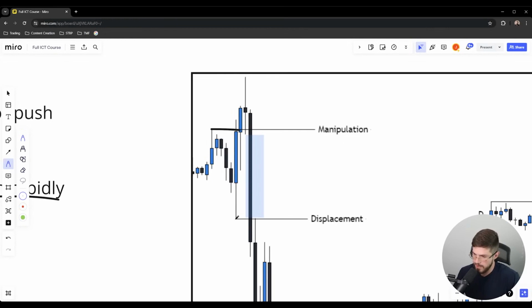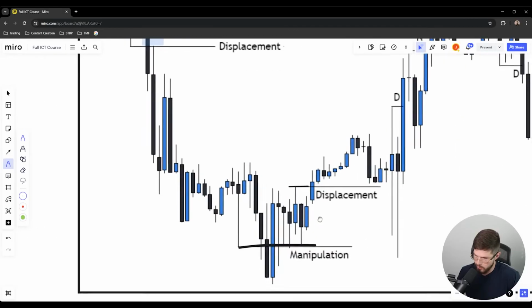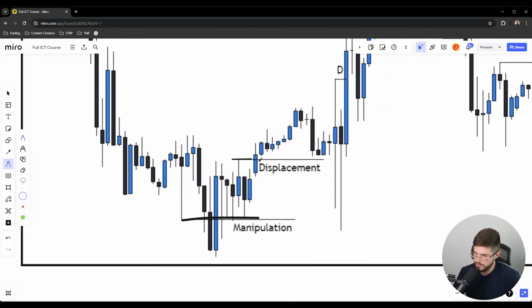Now, notice the reaction with this low. The market displaced through it, creating a fair value gap right there, and it continued, right? The market, whenever it displaces, it's going to continue, okay? Until we get manipulation, like we got right here. And then what happens? The market reverses. Not only do we get manipulation, but we got displacement. See how we created a fair value gap right there?